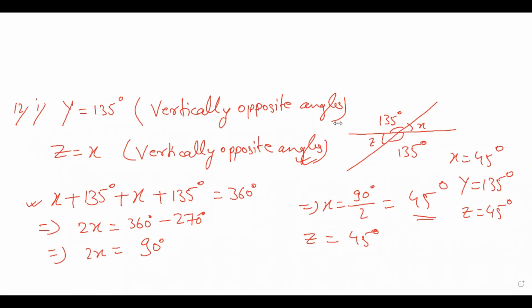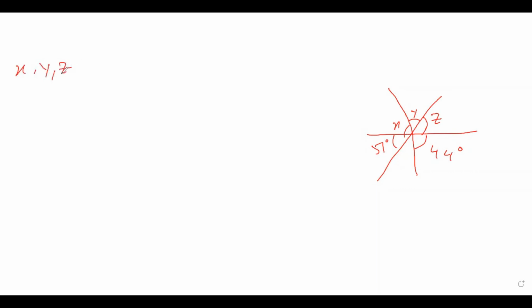I am rubbing this question now. Question number 12, part 3. The figure is like this way. This angle is given X, this is Y, and this is Z. This one is given 51 degree, this one is given 44 degree. We have to find the value of X, Y, and Z.